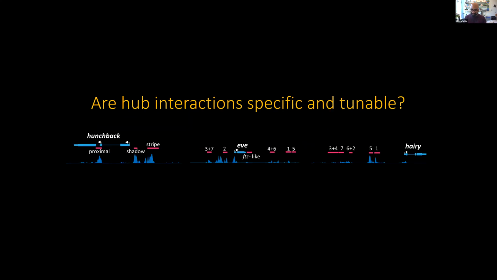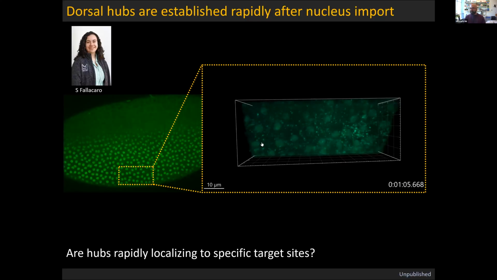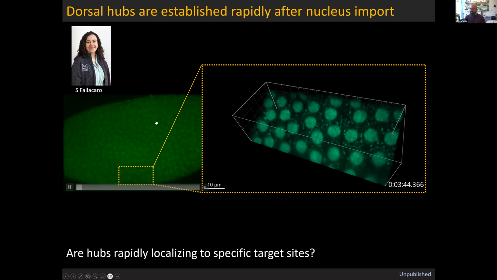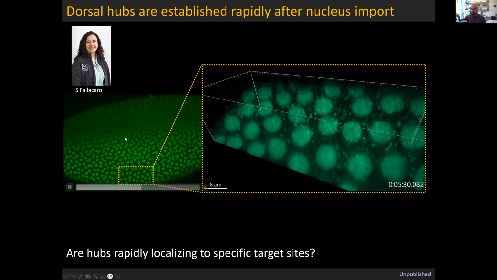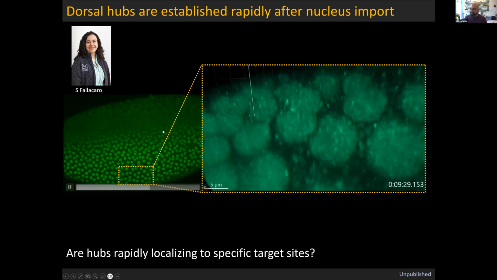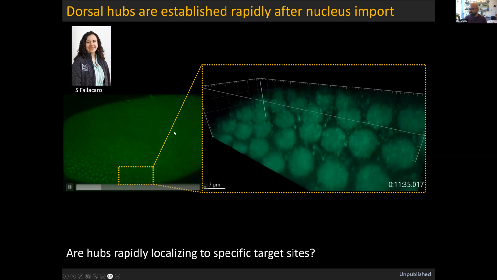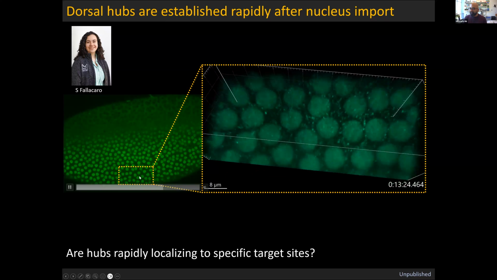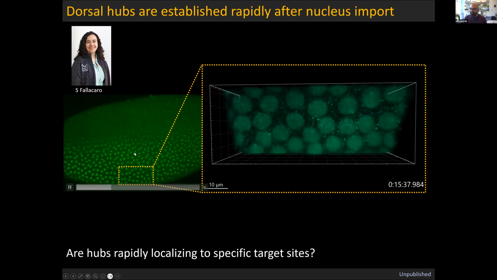So to start addressing this question in my lab, we first asked, are these hub interactions specific? And if so, how are they tuned to drive different levels of occupation at different gene targets? So my graduate student, S, used another morphogen system within the embryo, which is from a protein called dorsal, which, instead of the head to tail or anterior posterior axis of the embryo, you look at the dorsal ventral or the belly to back axis of the embryo.